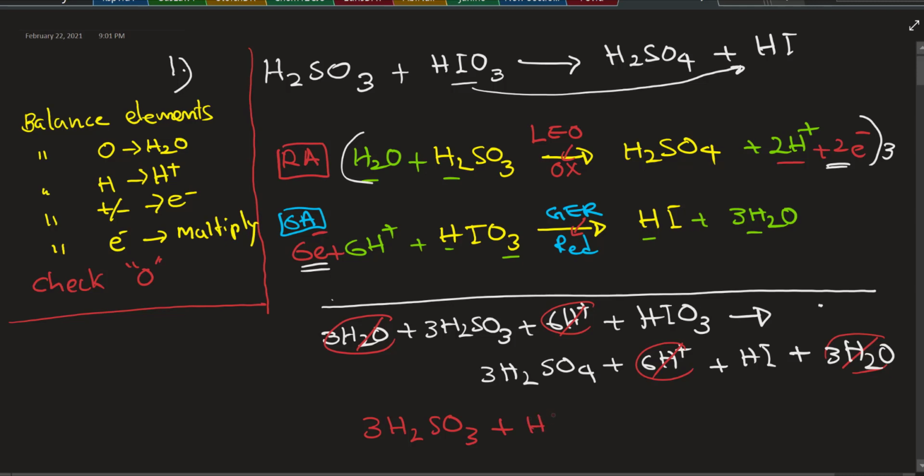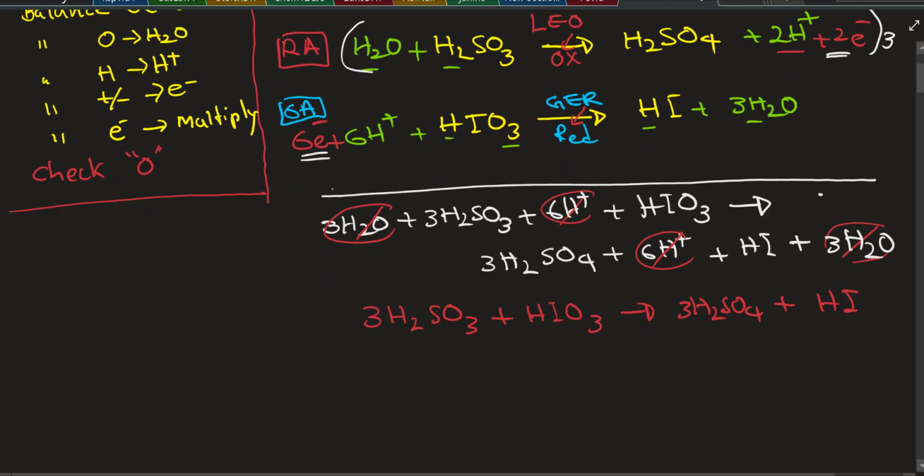So 3H, you don't need to, but just for clarity, right? So 3 H2SO3, 1 HIO3 goes into 3 sulfuric H2SO4 and 1 HI. Now it's balanced. Now you can do the magic, the check O. Check O, 3 oxygens here, 3 times 3, 9 oxygens here. So 9 plus 3. In the other side, 3 times 4 is 12. 9 plus 3 is 12. There is 12. Everything is good.